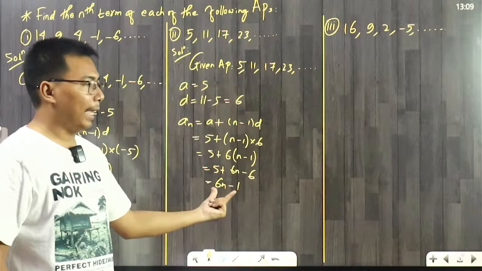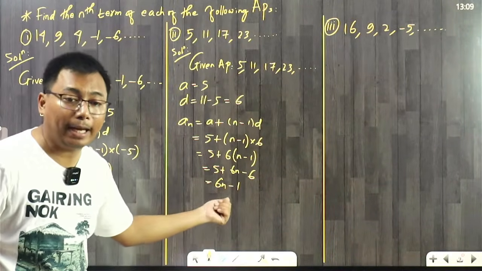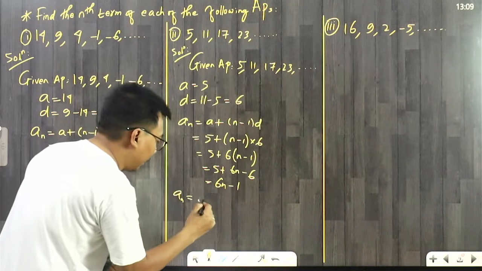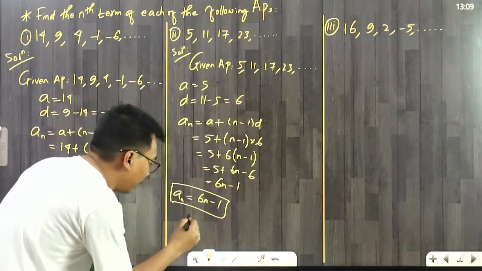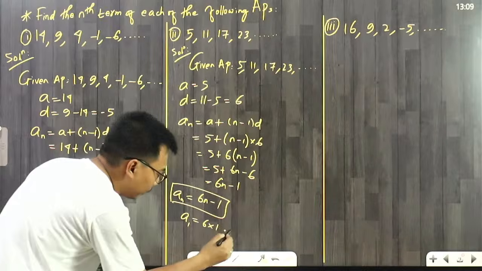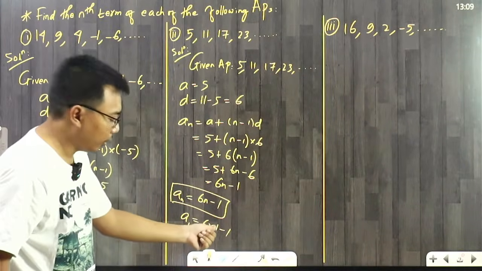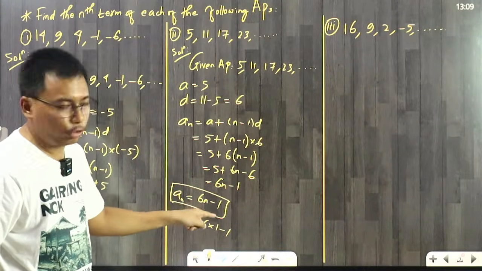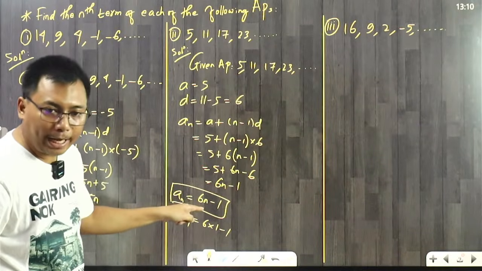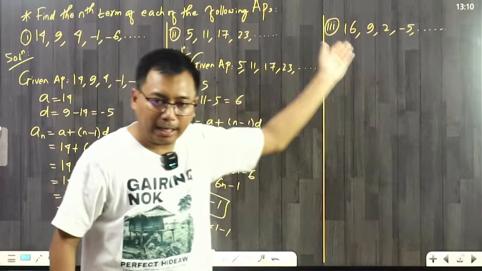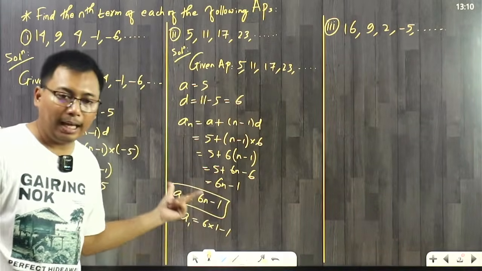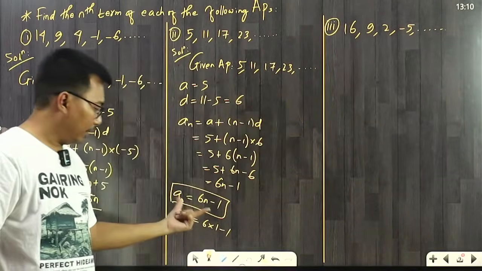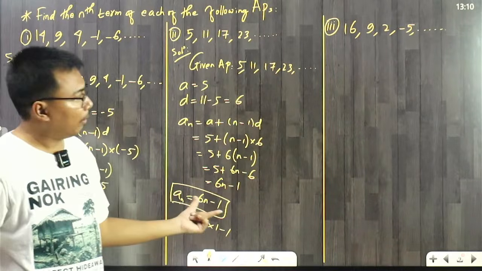For this AP, we have the nth term 6n minus 1, which means in place of n, if we start putting serially, if I put 1 in place of n, 6 into 1, 6 minus 1 will be 5. If I put 2 in place of n, 6 into 2, 12, 12 minus 1, 11. If I put 3 here, 6 into 3, 18, 18 minus 1, 17. I'll get the AP itself. This is what we call the nth term, which means we can find any number of terms using this nth term.